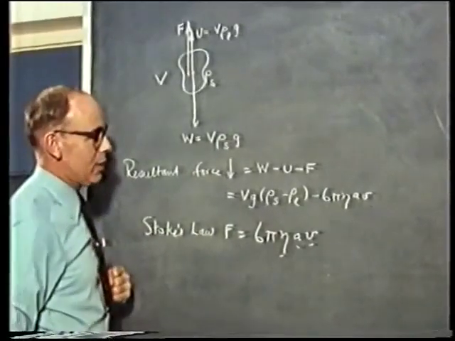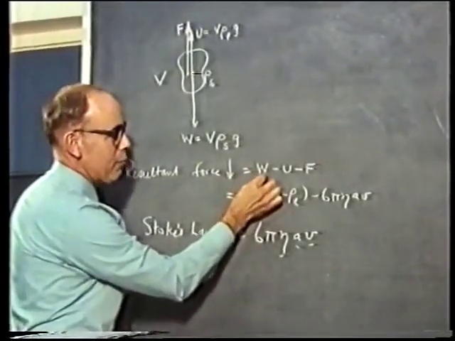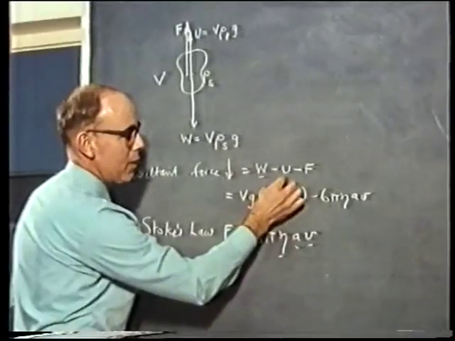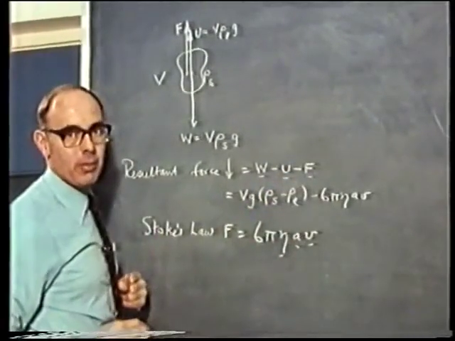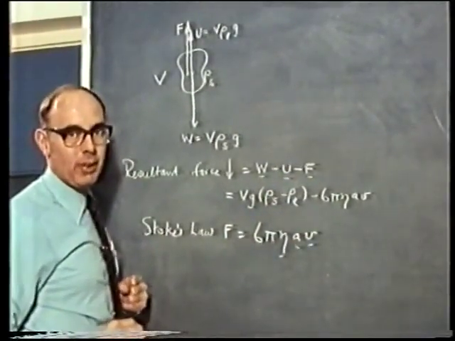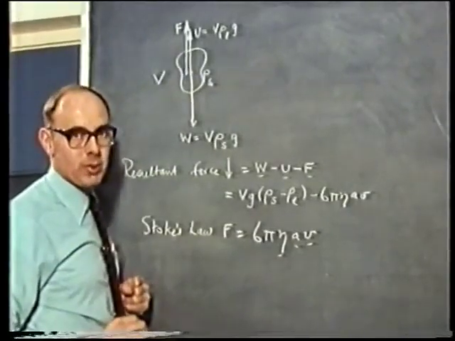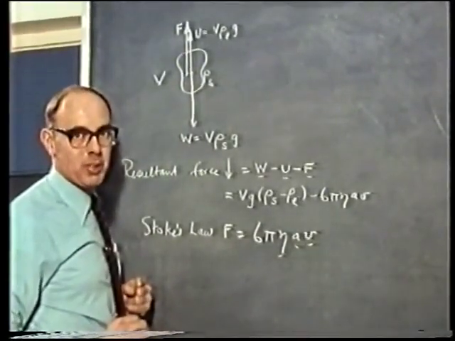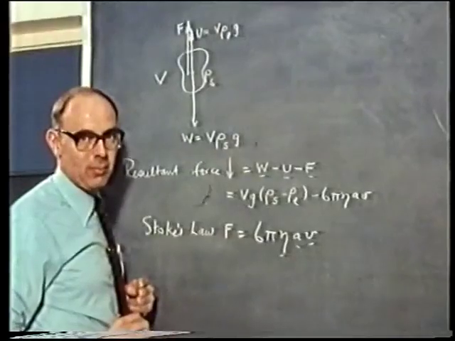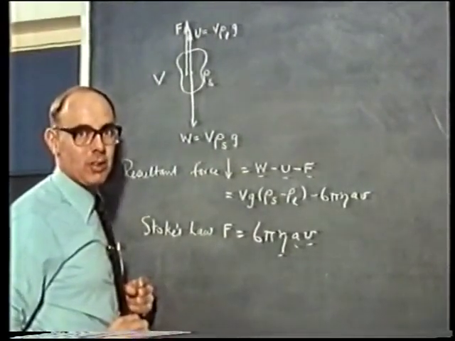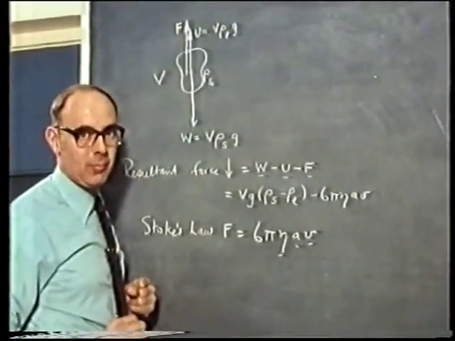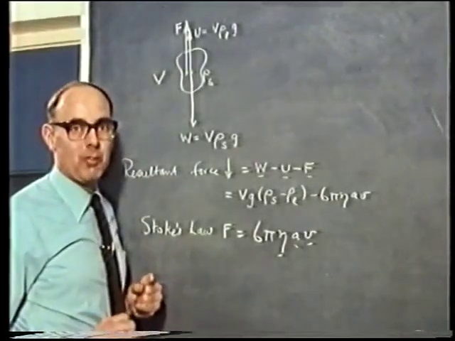Now, I think you can see that if W is exactly balanced by U and F, then a particle moving in a liquid will experience no force. Therefore, it must move at constant speed. And this speed is called the terminal velocity. Well, let's see if terminal velocity can actually be measured.